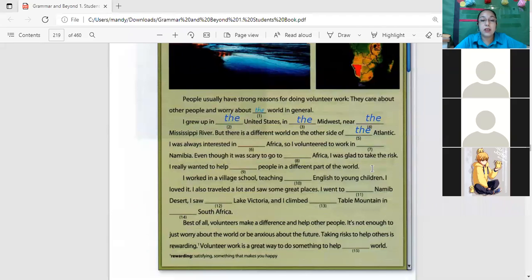I love it. I also traveled a lot and saw some great places. I went to the, okay, in that case, this one is a geographical place, so we write the article. I saw Lake Victoria. According to the rule, this one is a lake, so without an article. Only with rivers we use the article. I saw Lake Victoria and I climbed.